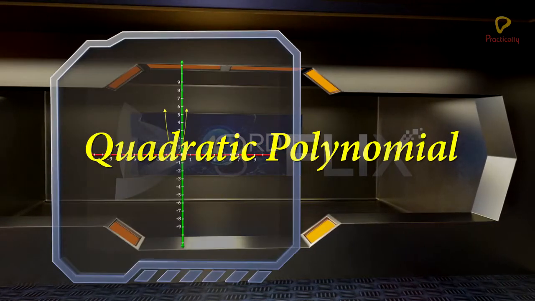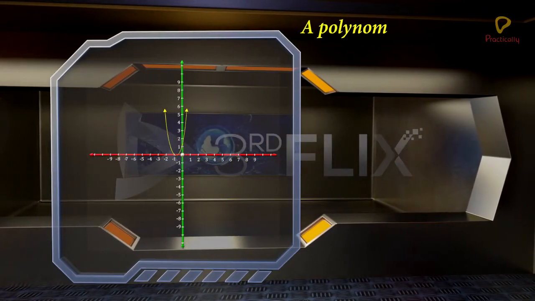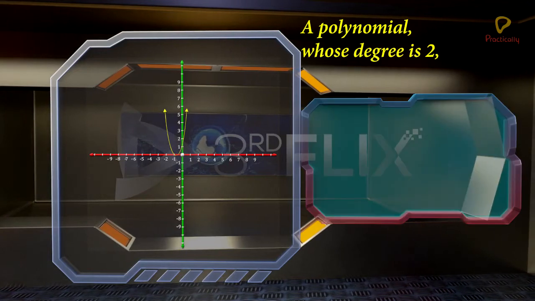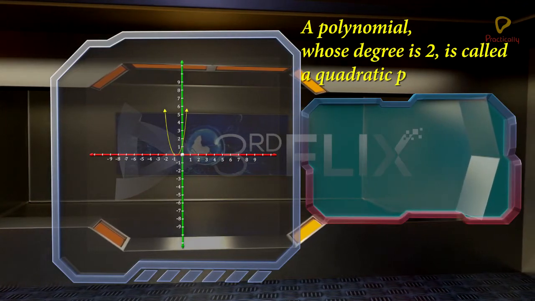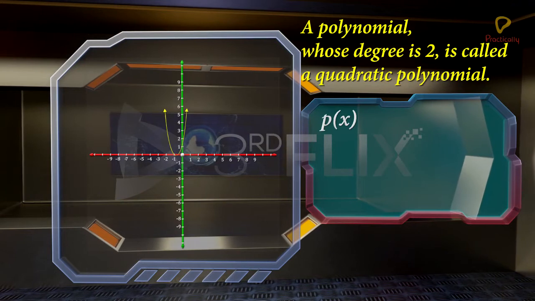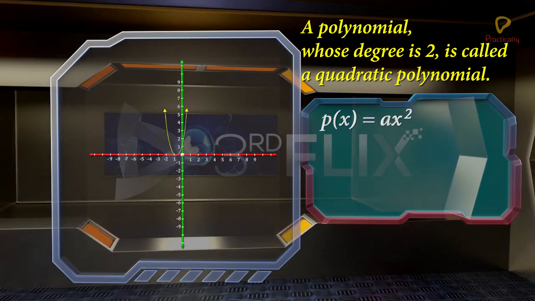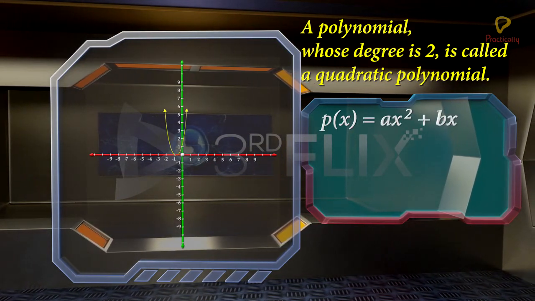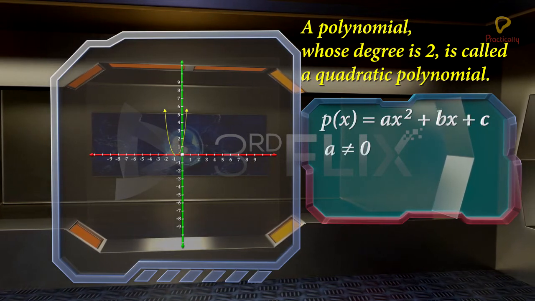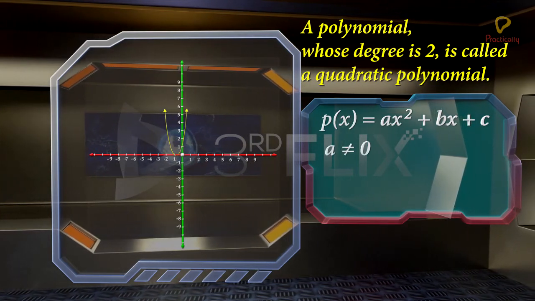Quadratic polynomial. A polynomial whose degree is 2 is called a quadratic polynomial. It is in the form of p(x) = ax² + bx + c, where a is not equal to 0.